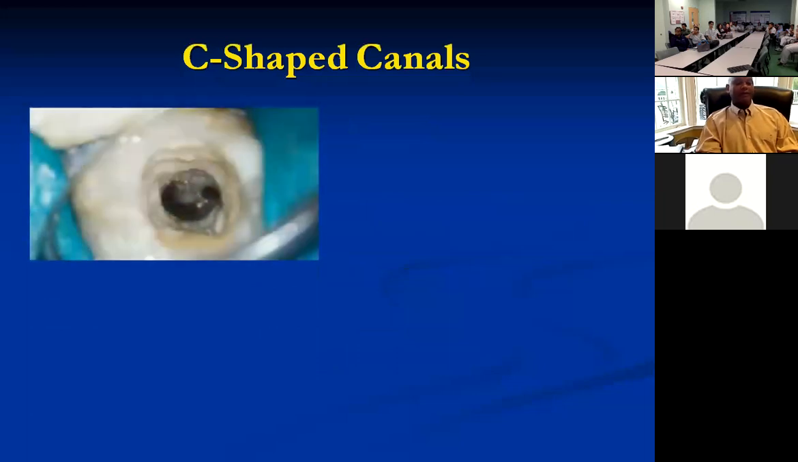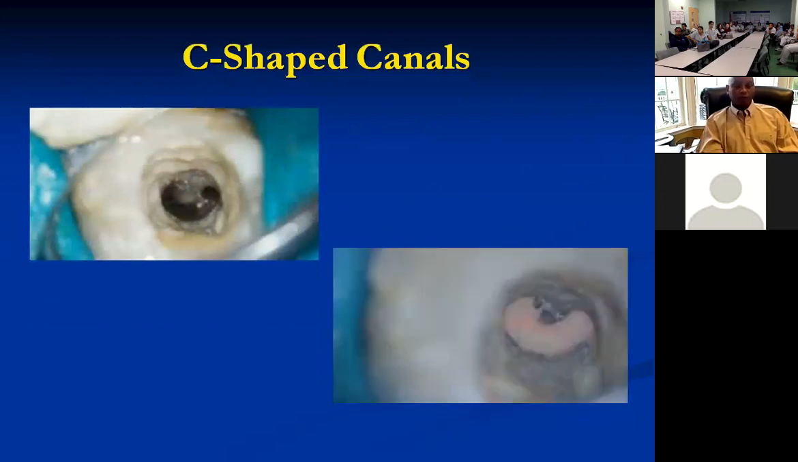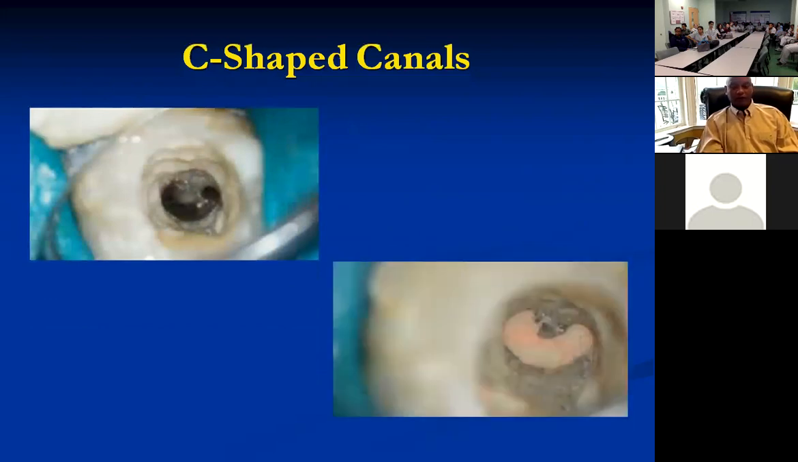So here's an example of what a C-shaped canal looks like. Can everybody see the canal on the left that looks like the letter C, and then you've got a separate canal on the right? That's your mesiolingual canal. But the one that looks like a letter C, that's a mesial buccal that joins with a distal. And this is what it looks like when you fill it, and that looks like the letter C.